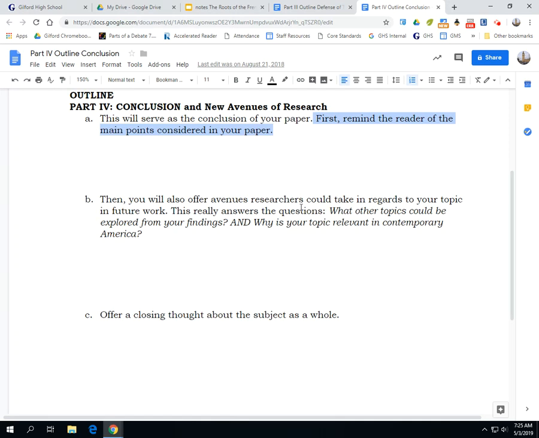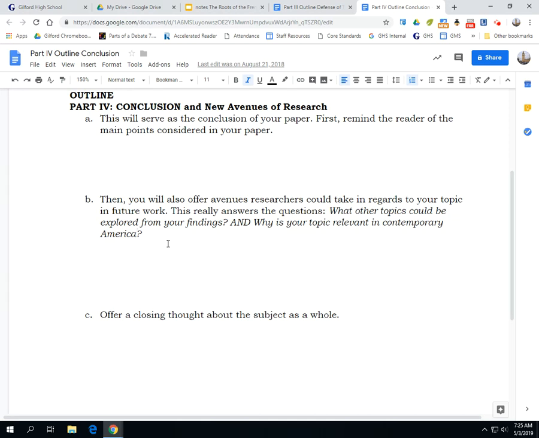So when you do this section, you're almost answering the questions: what other topics could be explored from your findings, and why is your topic relevant in contemporary America? Almost like contemporary American research is what I should say, or research in general, because some of you are looking at global scales as well. So why is it important to contemporary research?